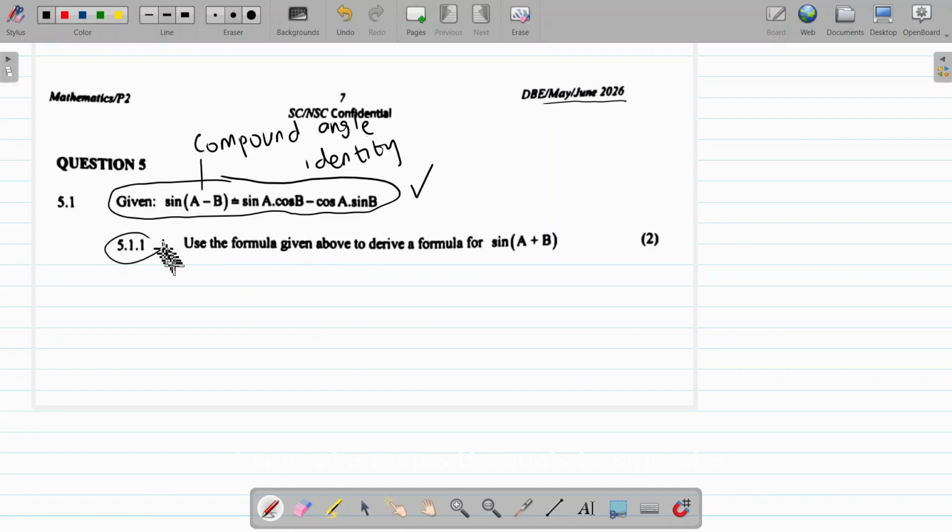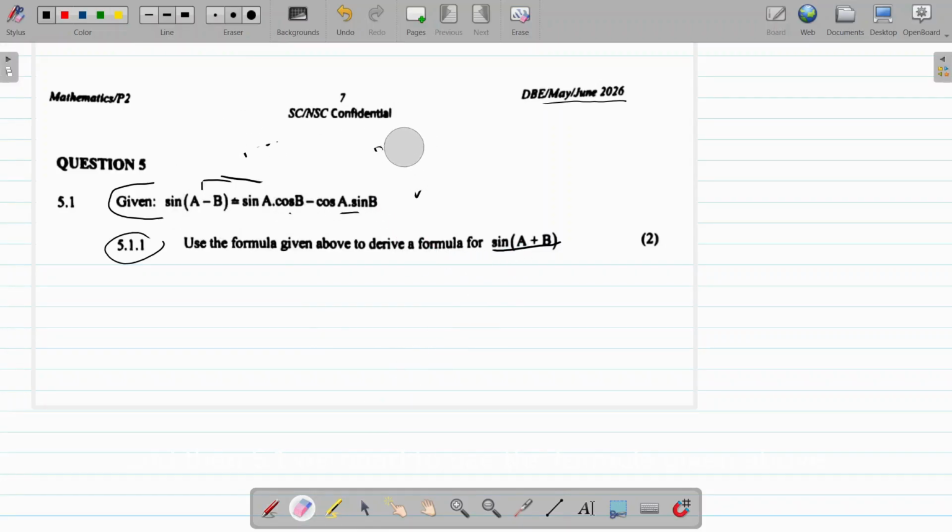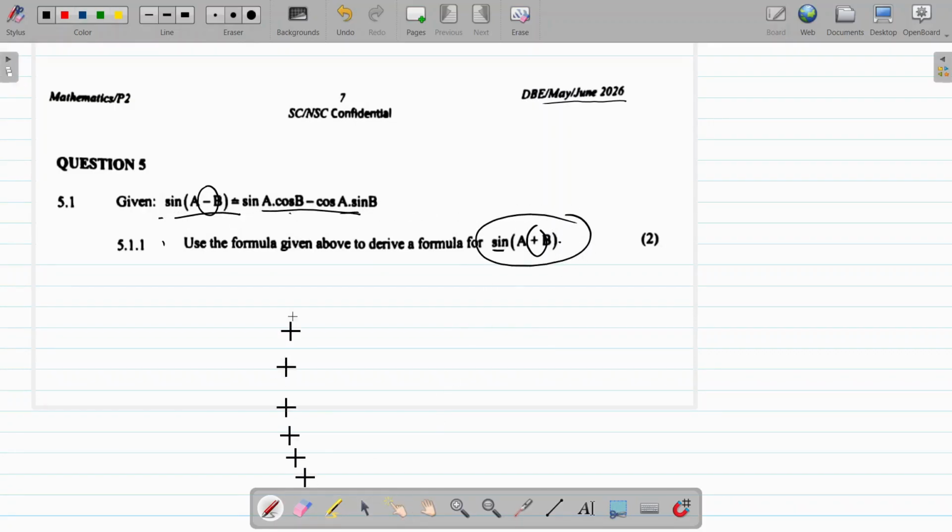And then 5.1, we need to use the formula given above to derive a formula for sine of a plus b. If you notice, the difference between sine of a minus b and sine of a plus b is the positive and the negative. See, this one is positive over here, this one is negative, and we need to use the fact that this one is equal to this one to derive a formula for this one. Very interesting. Okay, let's have a look at it.